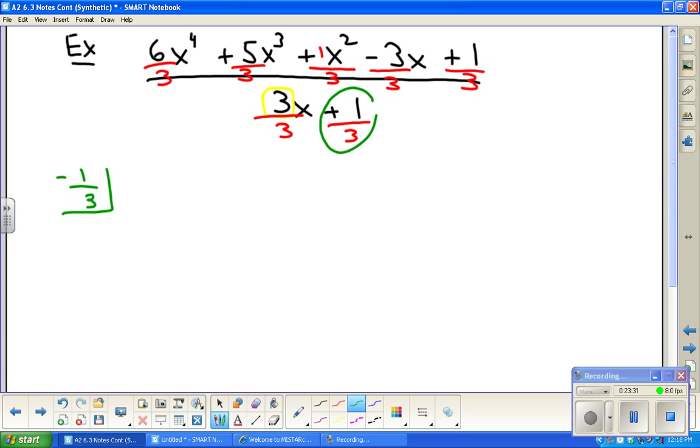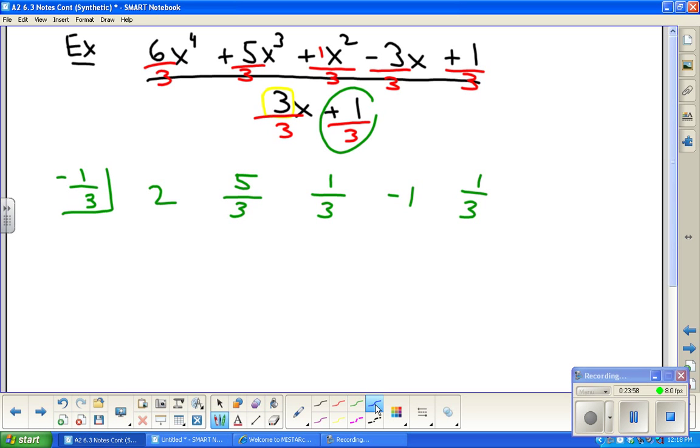All right, now some of the coefficients aren't bad. 6 over 3, that's really a whole number. That's really a 2. The next coefficient is 5 over 3. Then 1/3. Okay, then we have negative 3 over 3. That's just negative 1. And then 1/3.